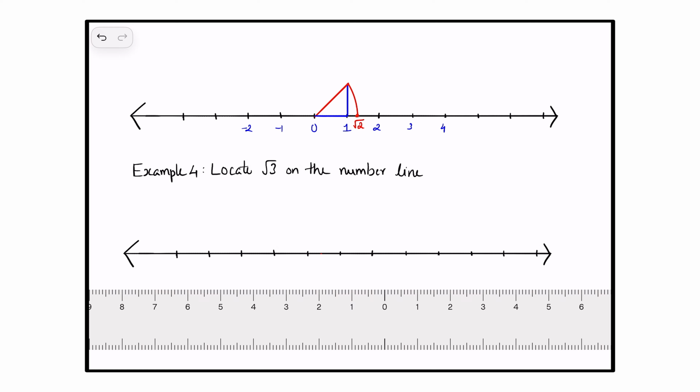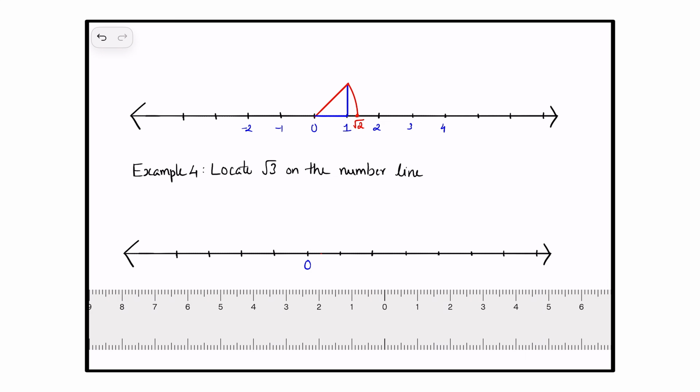Now the underlying problem that we have to figure out is that we have to construct a right angled triangle of hypotenuse equal to root 3. So now I will only denote the point 0 on the number line. So this is going to be 1, 2, 3, 4 and so on, and this will be minus 1, minus 2. I'm not denoting these numbers for now.